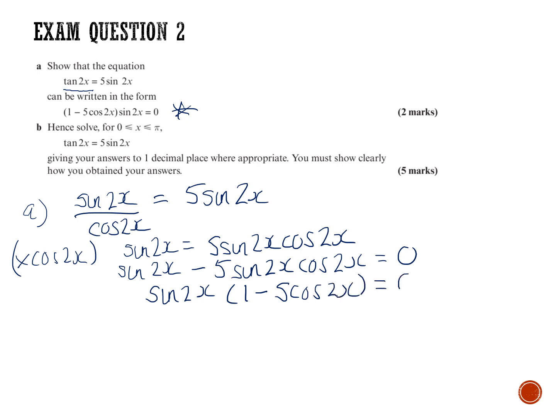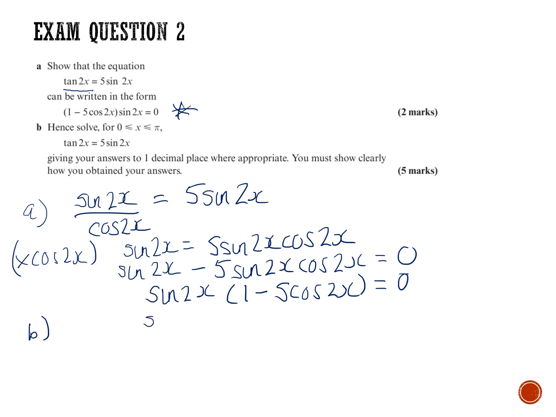Okay, so that's the 2 marks. Right, part B, hence. Remember, hence. So what that means is using what we've got here. Here's already something that's factorised: 2 things multiplied together to give 0. So I get answers if either of those are 0.